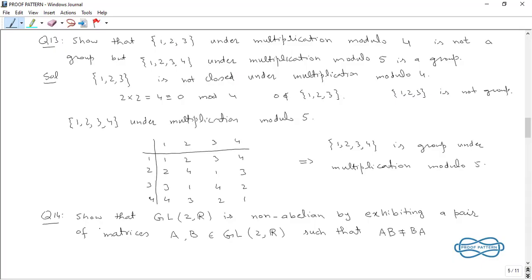Question 14. Show that the general linear group of 2 by 2 matrices with entries from the set of real numbers is non-abelian by exhibiting a pair of matrices A, B belonging to the general linear group such that AB is not equal to BA. The solution is we have already done in question number 3, part D. So you can see question 3, part D.